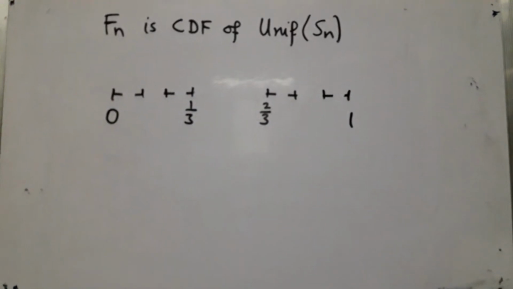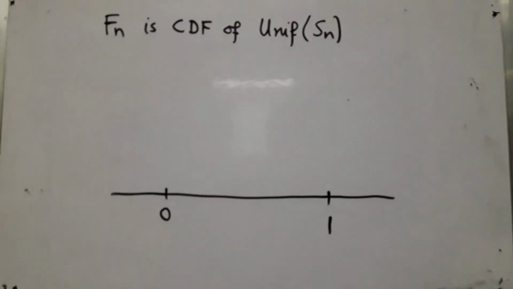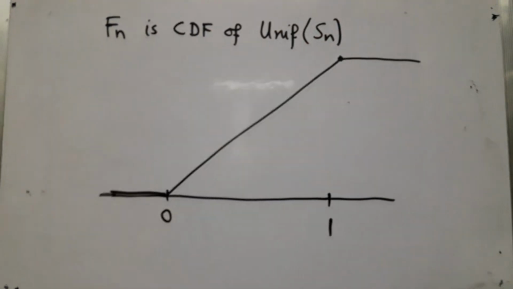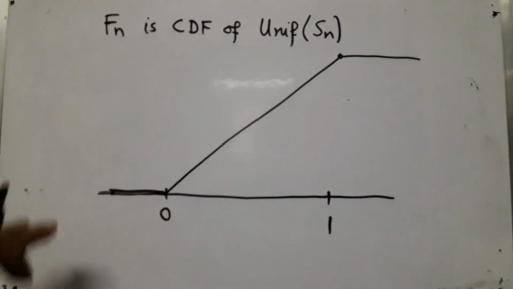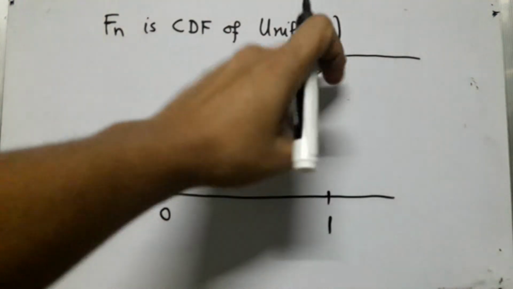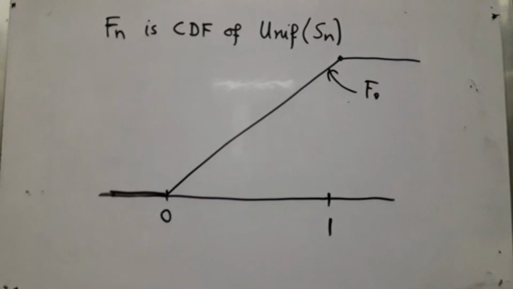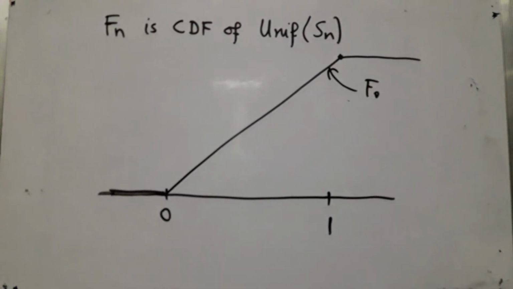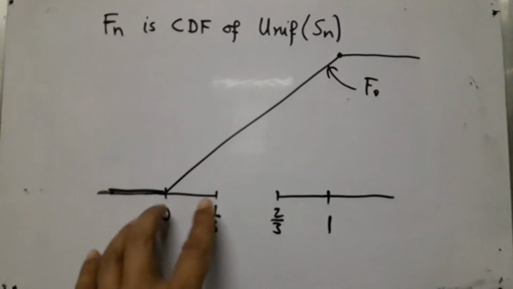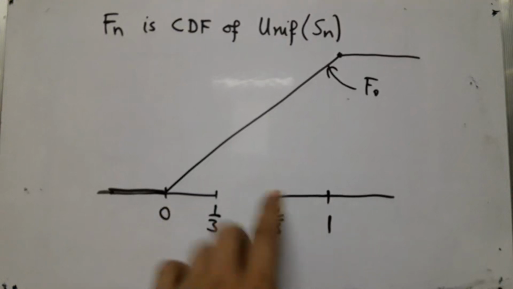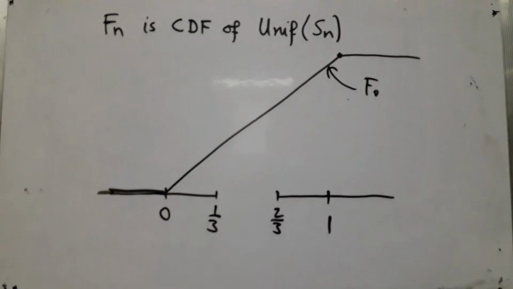It will help if we just draw graphs of the first few F's. Let's start with F0. F0 is the CDF of the uniform distribution over [0, 1], so it is like the 45-degree line: 0 here, 45-degree line, then again flat here. Now we go to F1. For this I do that deletion. Now I am uniform over these two intervals, so half probability here, half probability here, uniformly distributed, no probability here.